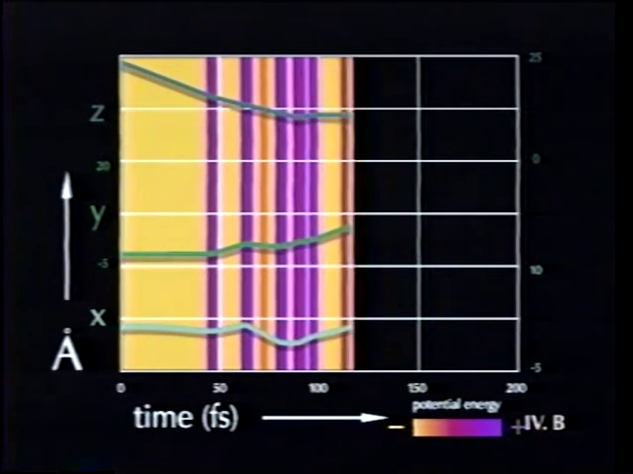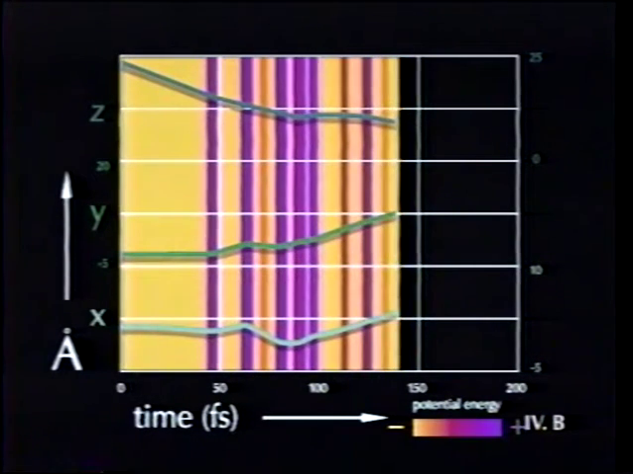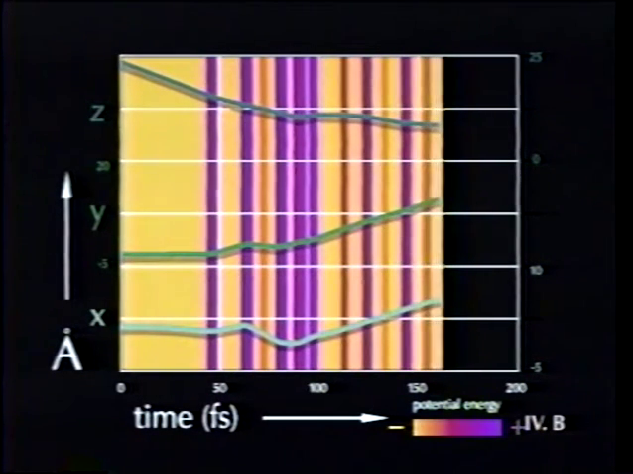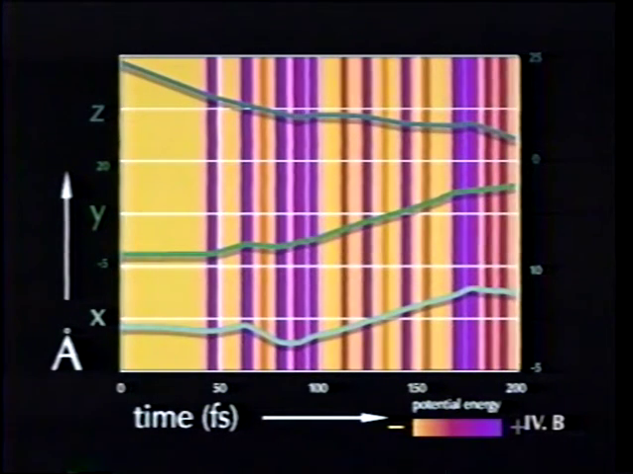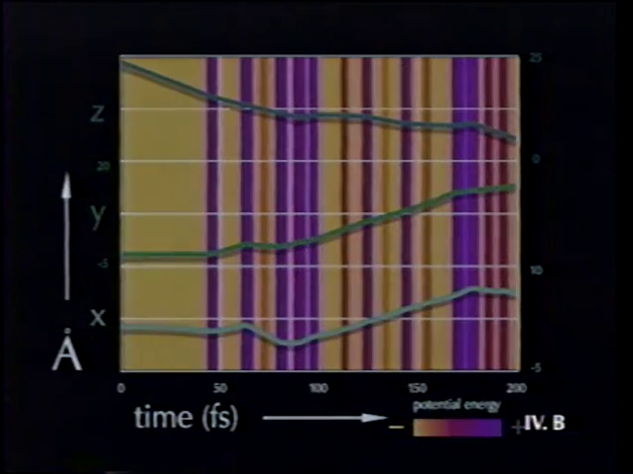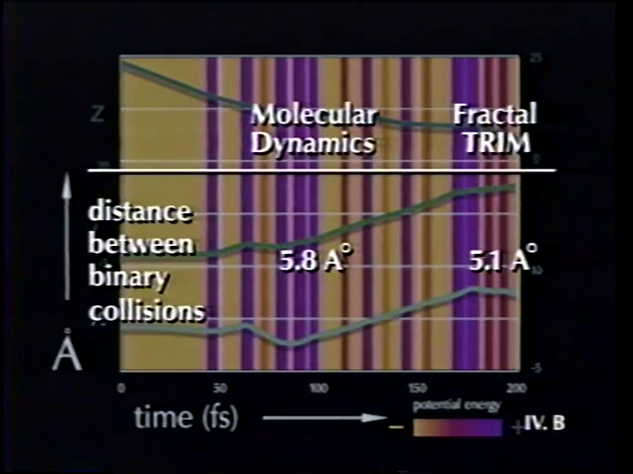This compares to fractal TRIM runs of 10 eV hydrogen on nickel, which give an average distance between binary collisions of 2.18 angstroms if the energy of the hydrogen is above 6.7 eV, and 6.54 angstroms for the later part of its flight, where the energy is less than 6.7 eV. Assuming a constant energy loss rate, the overall average distance between collisions is 5.1 angstroms.